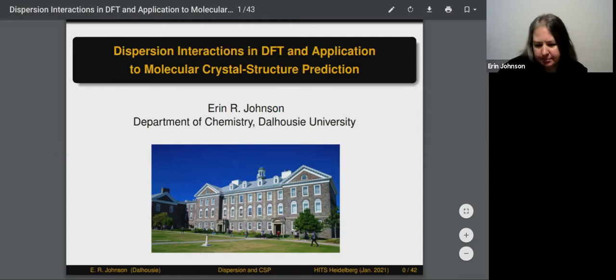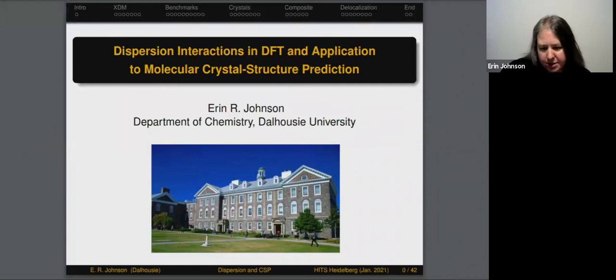So I'm a professor at Dalhousie University. This is a picture here of our chemistry building on our beautiful campus in Halifax, Nova Scotia. My seminar today is going to focus on dispersion interactions in DFT for the first half of the talk, and the second half of the talk will then switch to applications to molecular crystal structure prediction.